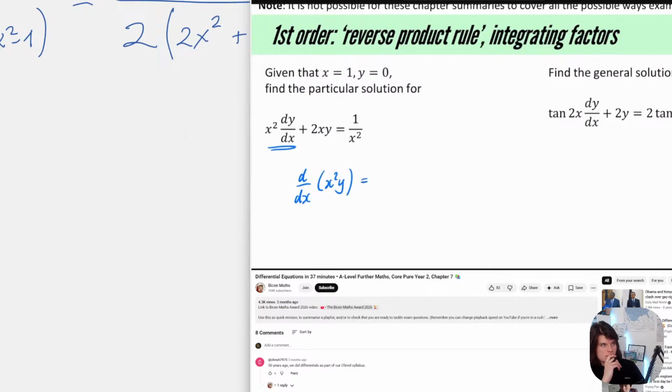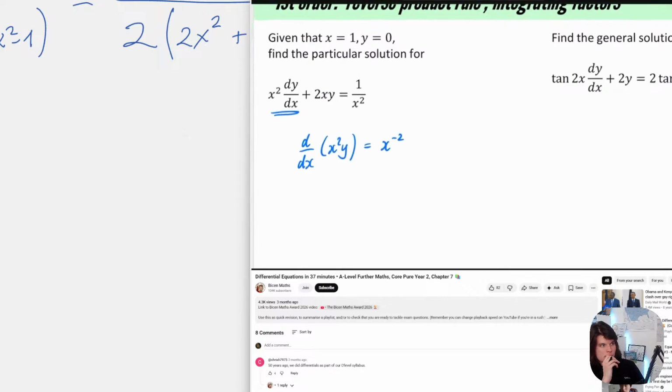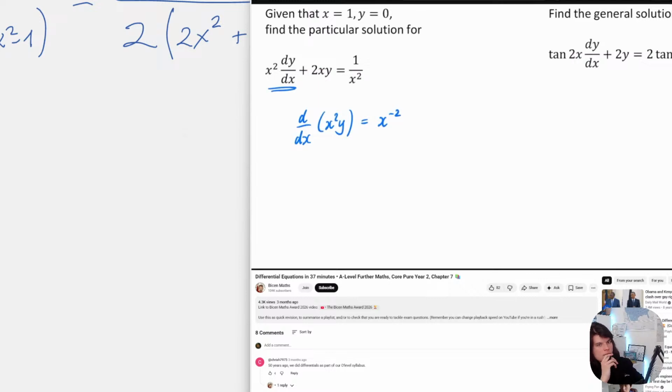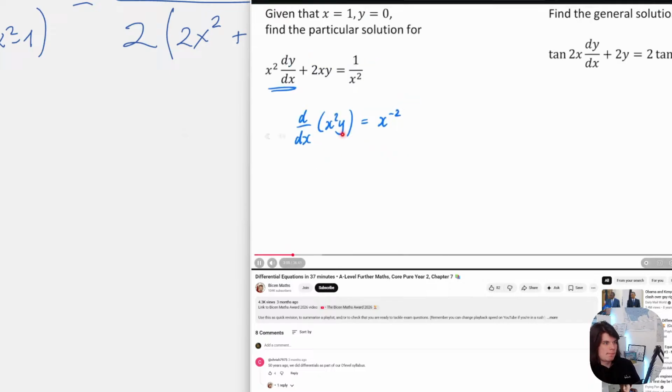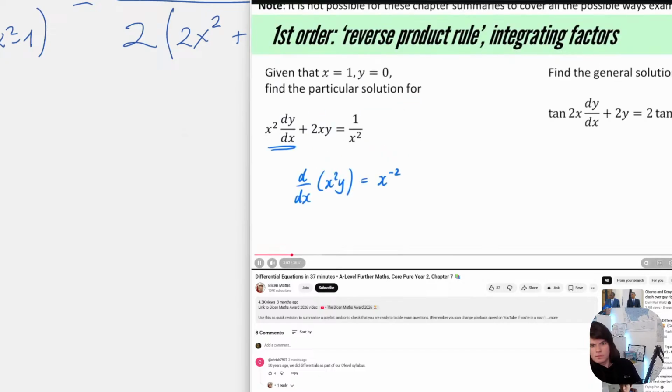And that is therefore equal to 1 over x squared, which is x to the power of minus 2. So this is what we mean by the reverse product rule. We've spotted that this is the result of a product rule differentiation. We are now going to get rid of the differentiation part by doing the opposite, which is to integrate, which means that x squared y must be the integral of x to the power of minus 2 with respect to x. So we have that x squared y is equal to, I'm going to increase the power and divide by that new power, plus c.